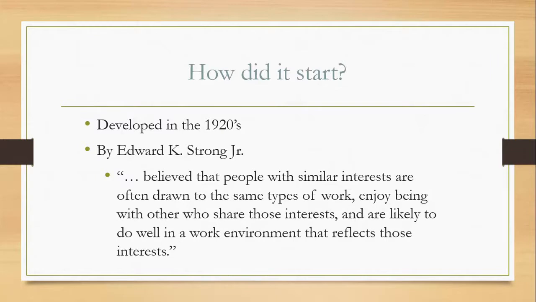Okay, let's start with a little history. The Strong was first developed in 1927 by a guy named Edward K. Strong. Strong believed that people who share similar interests are often drawn to the same types of work. They often also enjoy being with others who share their interests, and they are more likely to do well in a work environment that reflects their interests. The method that Strong created in order to help people match their interests to careers resulted in the Strong Interest Inventory. Your results represent your interests as of right now.